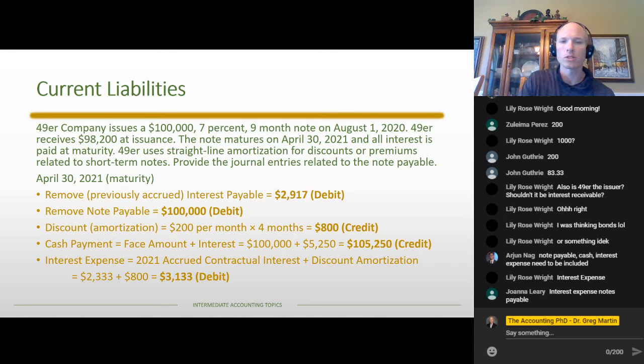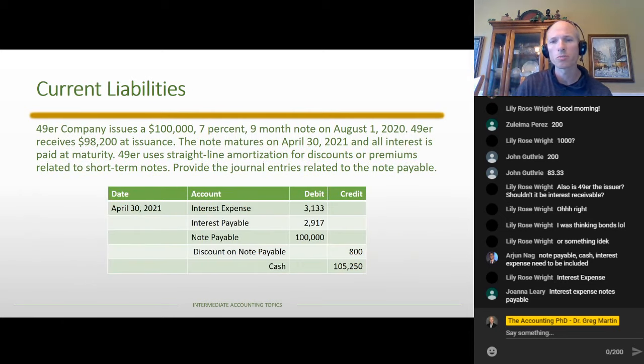And so the total interest expense for 2021 is $3,133 for those 4 months between January until April 2021. And so then we just put it into our journal entry. On April 30th, 2021, we have our interest expense. We're taking the payable off, both the interest and the note. We complete the amortization of the discount, and of course we have the cash payment. And so in total, it all kind of cinches up.